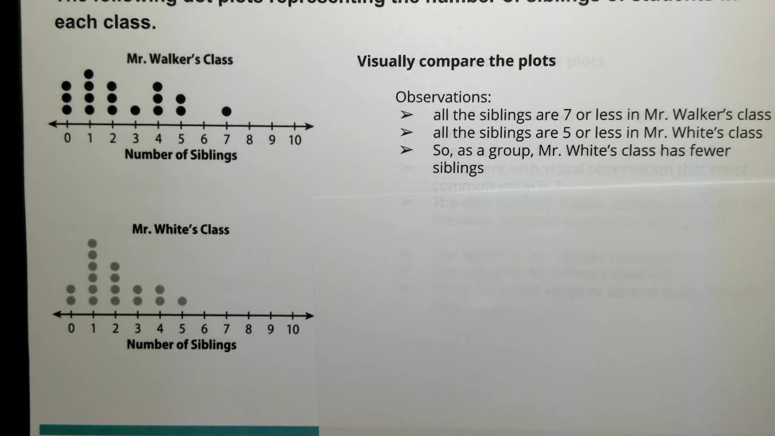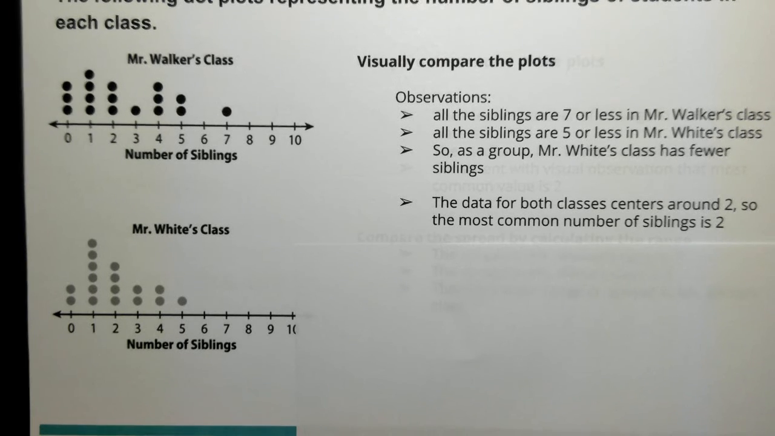And in fact, if you added them all up, you would find that adding up all the dots in Mr. White's class would be in fact less than the number of siblings in Mr. Walker's class. All right, what else? Interestingly enough, even though the spread is different, the centers both are 2. So the median, with the most common number of siblings, is 2 in both classes.